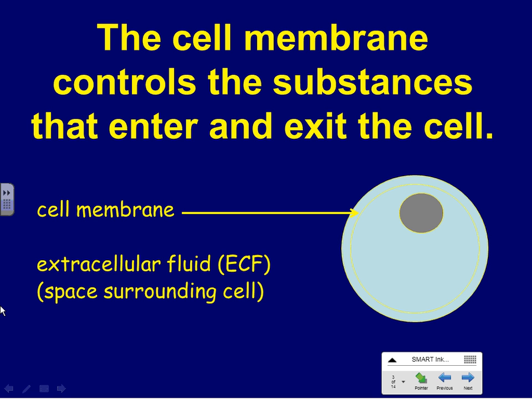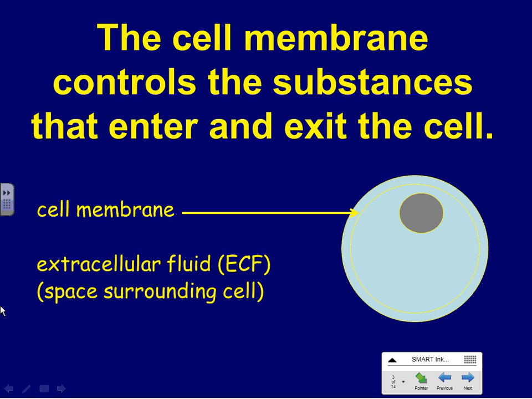And this label here is essentially describing the fluid that exists outside of the cells. If we're talking about single-celled structures like an amoeba, the extracellular fluid could be just the water in which it's living. If we're talking about complex organisms like human beings, there is fluid that exists in between the adjacent cells. And that's called extracellular fluid.